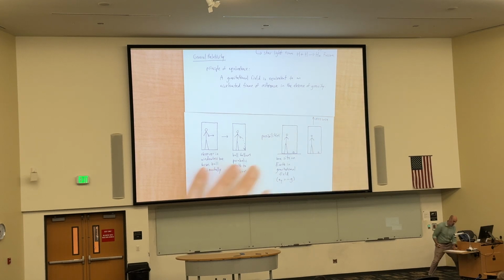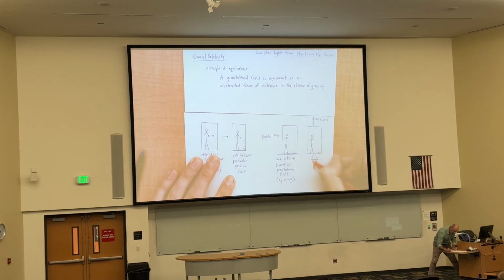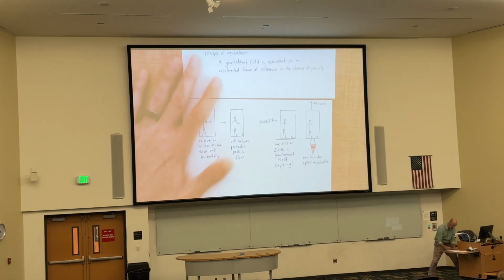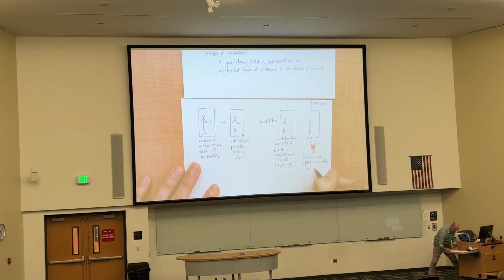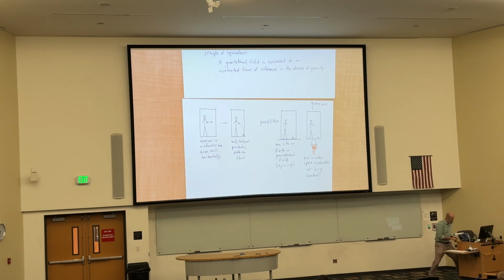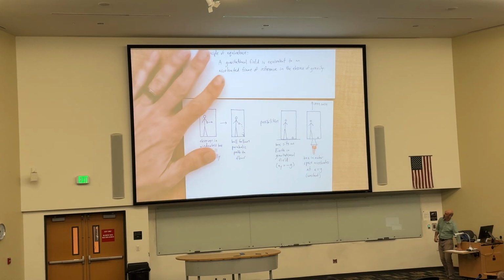Instead, the box is attached to a rocket. And the rocket is accelerating at a equals g with constant acceleration. So that's also a possibility, right?